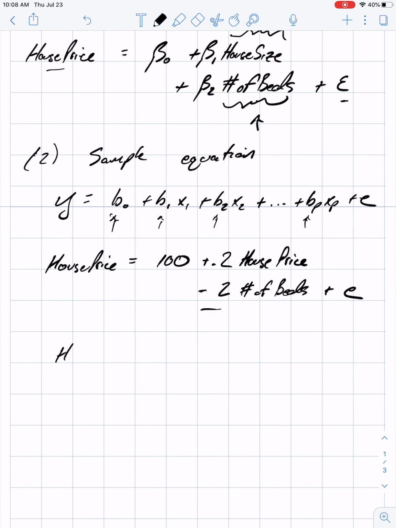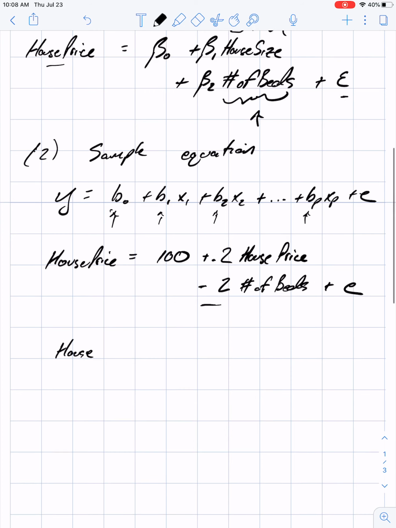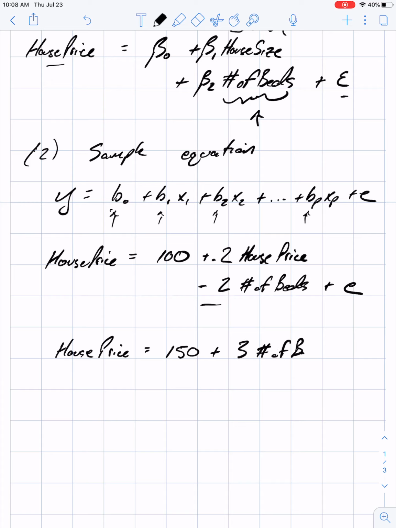Imagine we ran a simple linear regression with just one variable, number of beds. And we got 150 plus 3 times number of beds. And we're assuming that I did this with the same data. Would this make sense? So when I run a single regression, I get a positive coefficient on the number of bedrooms. And that makes sense because if we think about the world, what do we observe? Houses with more bedrooms tend to have higher prices.